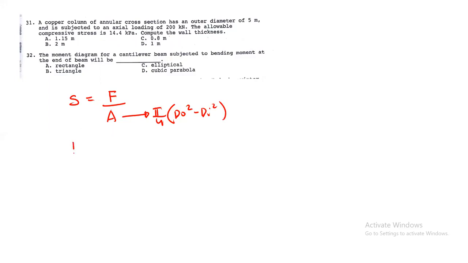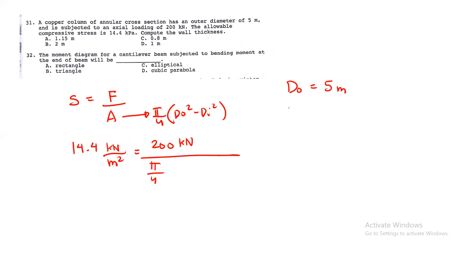So ilan yung stress? 14.4 kilopascal. So Newton, so 14.4 kilonewton per meter squared. Then yung force natin is 200 kilonewton divided by pi over 4. Then, outer diameter pala natin, so DO is equal to 5 meters. So para makuha natin thickness, DO is equal to DI plus 2T. So DI natin dito is equal to DO minus 2T.